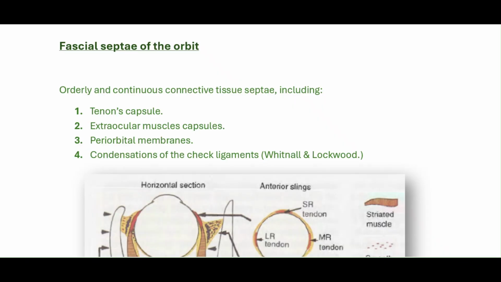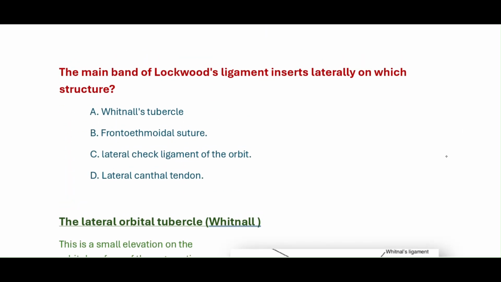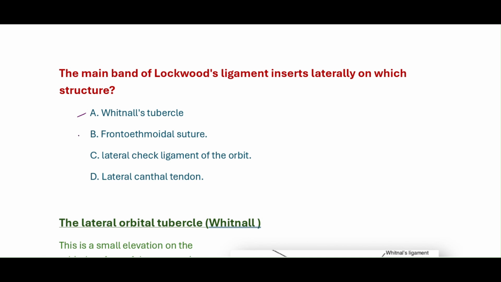of importance for oculoplasty surgeons. We'll be studying this for the sake of only one question. The main band of Lockwood's ligament inserts laterally on which structure? Whitnall's tubercle, frontoethmoidal suture, lateral cheek ligament of the orbit, or lateral canthal tendon?